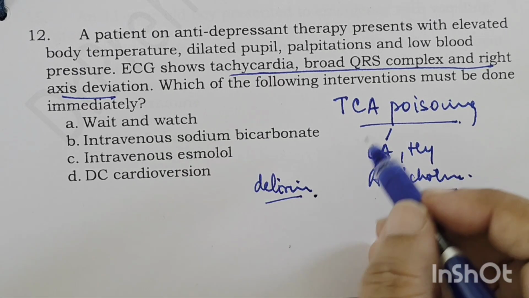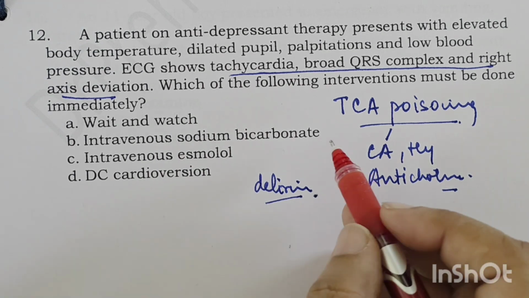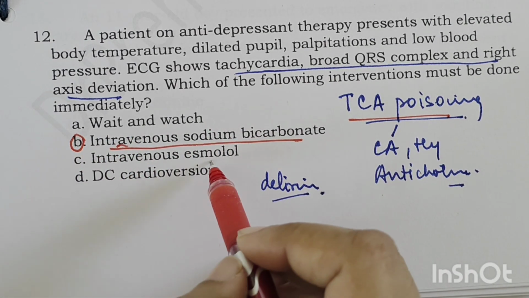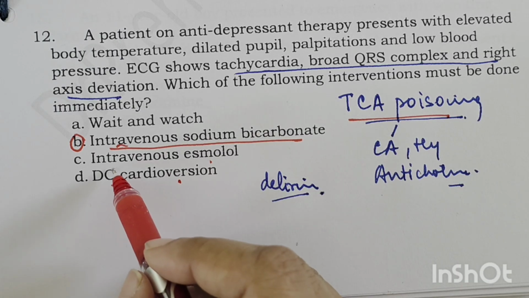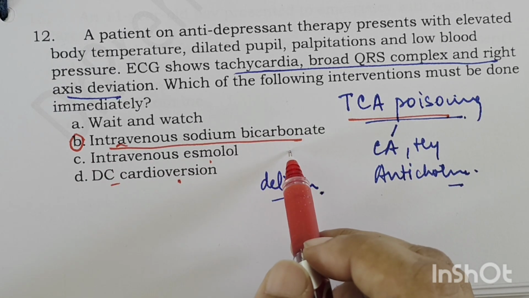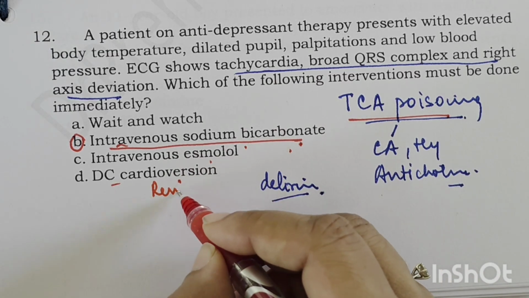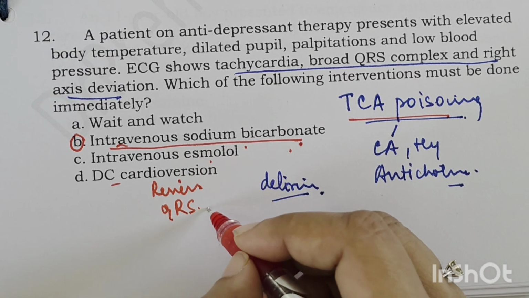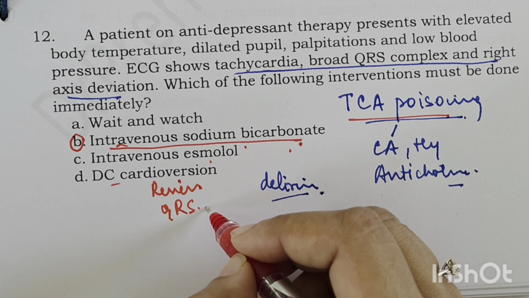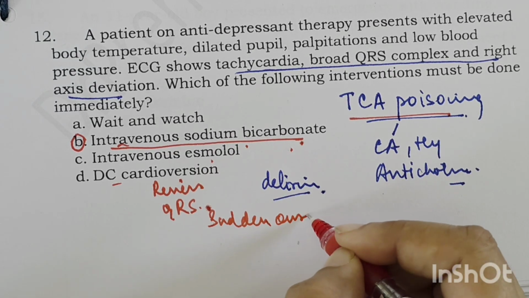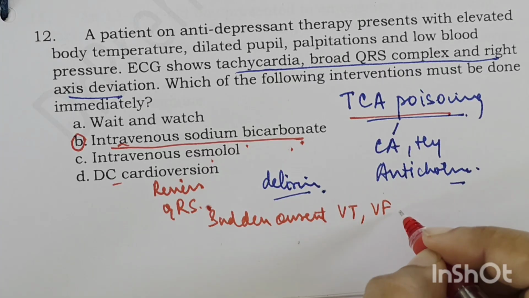The first treatment in TCA poisoning is intravenous sodium bicarbonate, not wait and watch, intravenous esmolol, or DC cardioversion. Intravenous sodium bicarbonate is the single most effective intervention in the management of cardiac toxicity. Bicarbonate can reverse the QRS prolongation and ventricular arrhythmias, and it is the treatment of choice in sudden onset ventricular tachycardia or ventricular fibrillation.